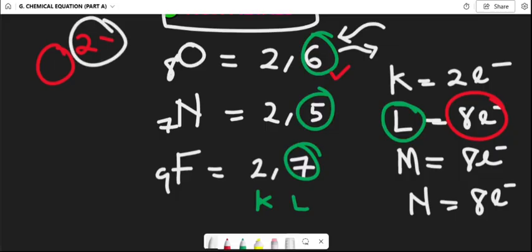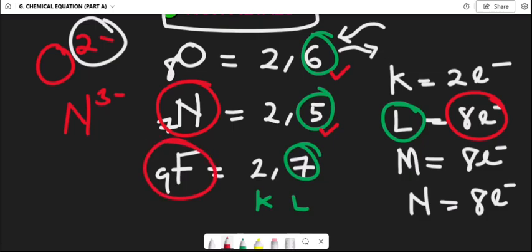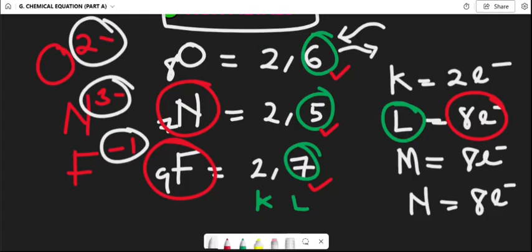But let's consider nitrogen. For the case of nitrogen, the valence electron is on the L shell and that is 5. How many does it need more to complete 8? That's 3. So we have to write nitrogen as minus 3. Let's consider fluorine. The L shell is 7, so it needs 1 more. So we write fluorine as F, then put minus 1. So the valency of fluorine is minus 1, that of nitrogen is minus 3, and that of oxygen is minus 2. This is the way we determine the valency of a metal and a non-metal.